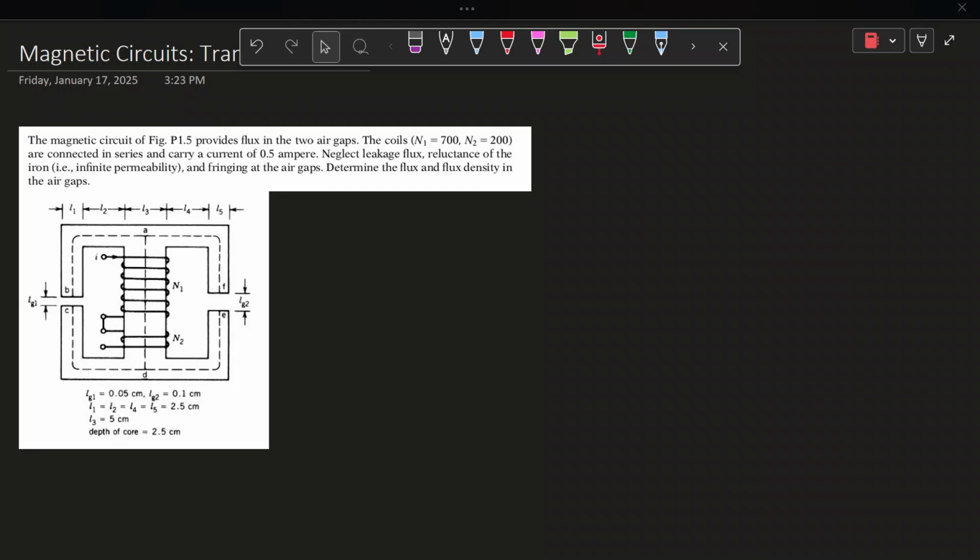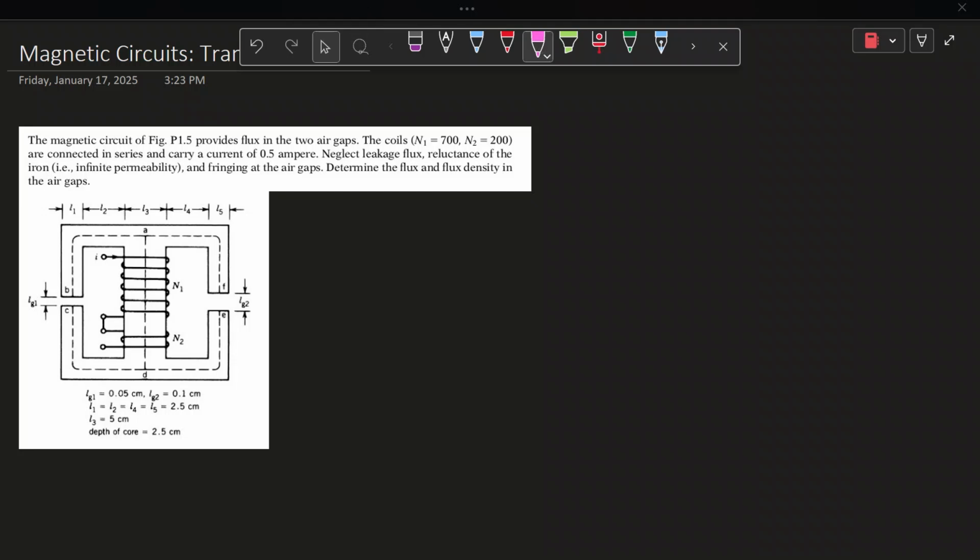Hi, y'all. So we're going to be starting up a new class, basically, and we are in electromechanical energy conversion. And this first problem that we're going to be going over is really magnetic circuits. So right here we have this transformer core, and I guess we can just get started with the question.